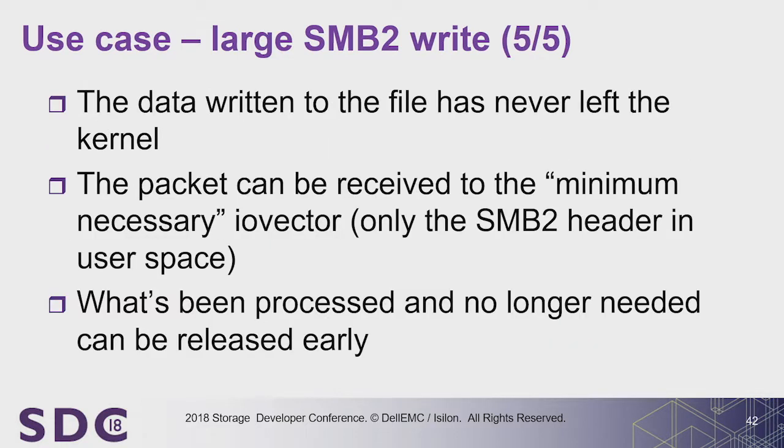So we got the data written to the file, the data that has never seen the user space. We have never pulled it up. We did not need to because this is the user data. We don't really care. The packet that we are receiving initially can be saved in a minimum size necessary of I/O vector, which means that we have just a tiny header in front, and we keep the rest in the kernel. We will decide what to do about it later as we find out more. And of course, what's been processed earlier in the cycle can be released because we no longer need it.